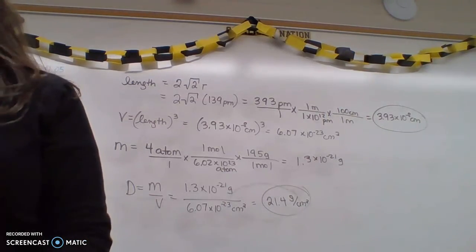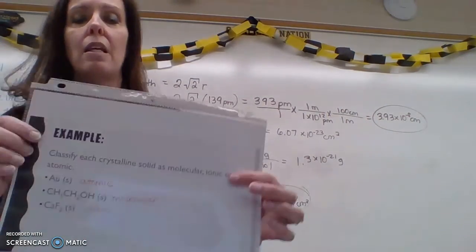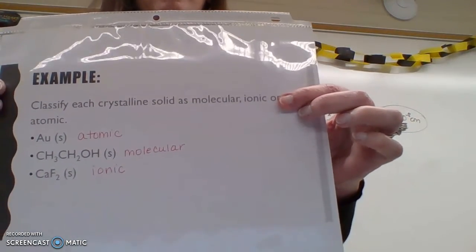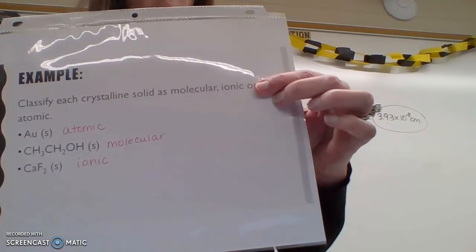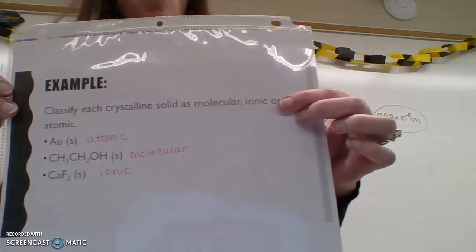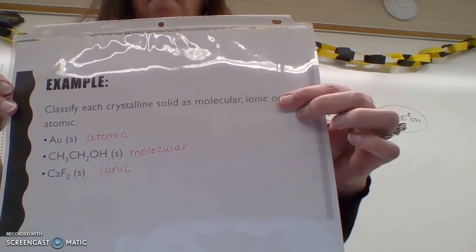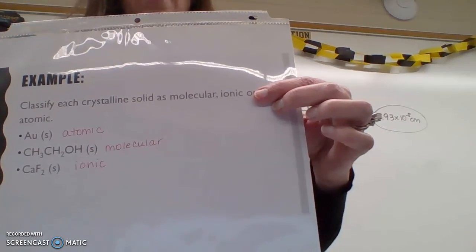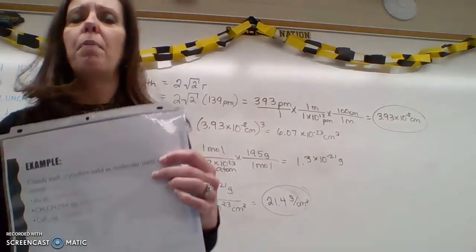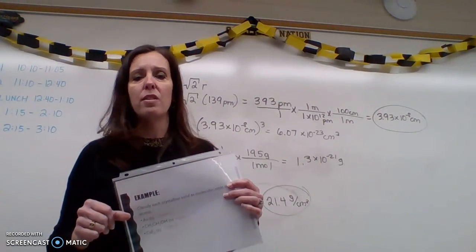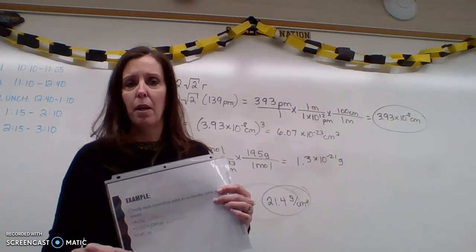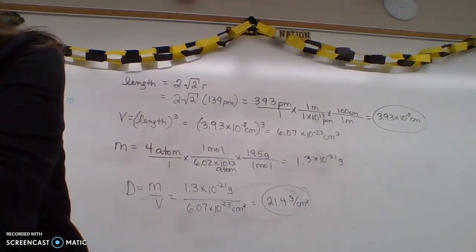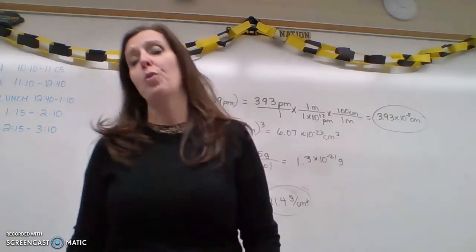And then I ended the notes on this unit with a few examples. And I asked you to classify the crystalline solids and tell me what you thought they would be. The first one says Au, that's just gold on it. So I assume that's atomic. The next one is molecular, see, all nonmetals. And the last one is ionic. And I can pick that up right away because I know that calcium is a cation or calcium is a metal. Okay? This concludes your exciting notes on Chapter 12.